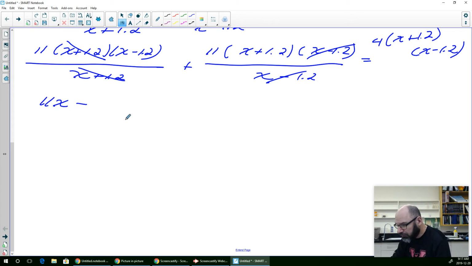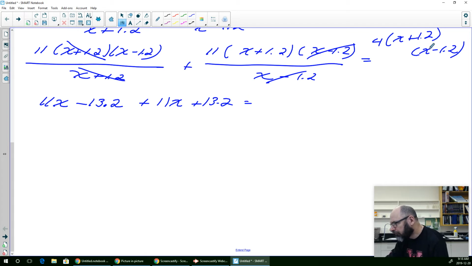13.2 plus 11x plus 13.2, okay, equals, and now we've got to work this out. This is going to be a difference of squares, so it's going to be x squared plus 1.2x minus 1.2x minus 1.2 times 1.2.